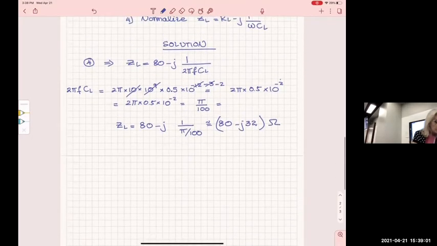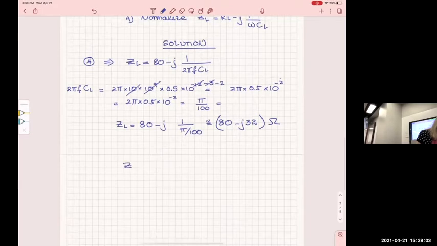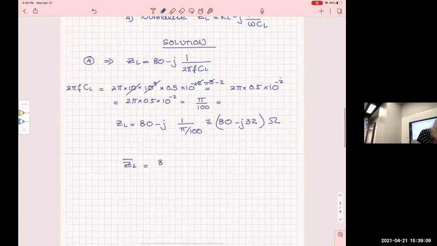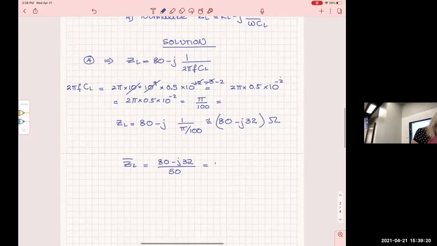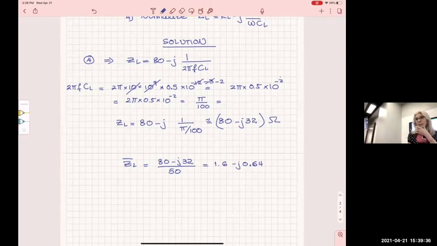I have to normalize. Now I have to normalize also ZL, which means I have to divide it by 50. So 80 minus j 32 divided by 50. And that's going to be 1.6, I believe. And then 32 divided by 50, 0.64. All right, and that's just a number. Since I have it normalized, it's just a plain number.